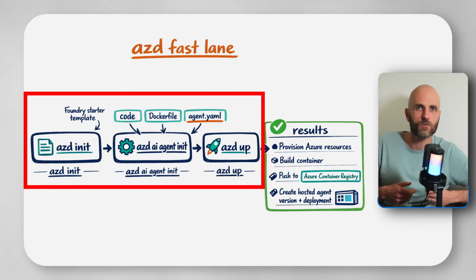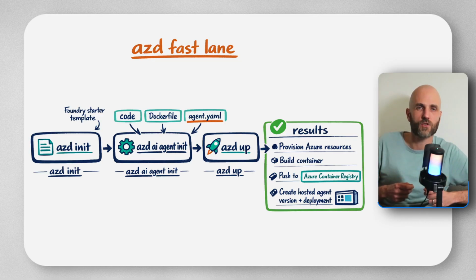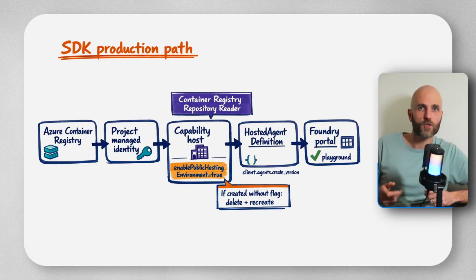I run AZD init using the Foundry starter template, and that scaffolds the infrastructure config. Then AZD AI agent init, and that's where I point at my code, my Dockerfile and my agents.yaml. And then I run AZD up. That one command provisions Azure resources, builds my container, pushes it into Azure Container Registry, and creates a hosted agent version and deployment in Foundry. So it's very smooth. At the time of recording, that AZD CLI extension is in preview, so I wouldn't use it for production. For production style automation, I use the Python SDK path.